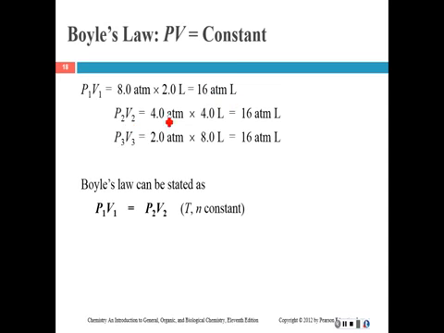Now, P2V2, a second set of conditions: what if the pressure was cut in half? Well, if the pressure went down by half, the volume would double. But notice that when you multiply the numbers together, you still get the same value. We can do the same thing for pressure and volume number 3. So again, this is Boyle's law: P1V1 equals P2V2. And that means the temperature isn't changing and the amount of the gas is also not changing.